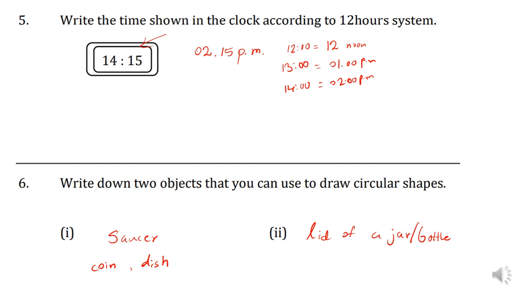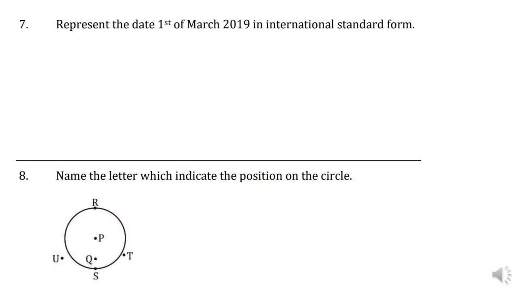Actually, you don't have to write everything. You have to write only 2 objects. So if you have been asked only 2 objects, you can write only 2 objects and get the full marks. And let's go to question number 7.